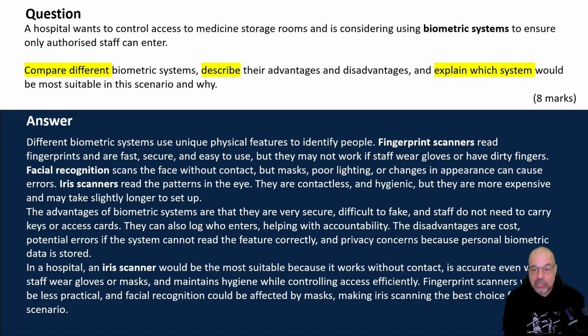The disadvantages are cost, potential errors if the system cannot read the feature correctly, and privacy concerns because personal biometric data is stored. Now, again, whenever we use something to do with biometrics or recording somebody's personal belongings or themselves, we've got things like personal data being stored and issues like that.